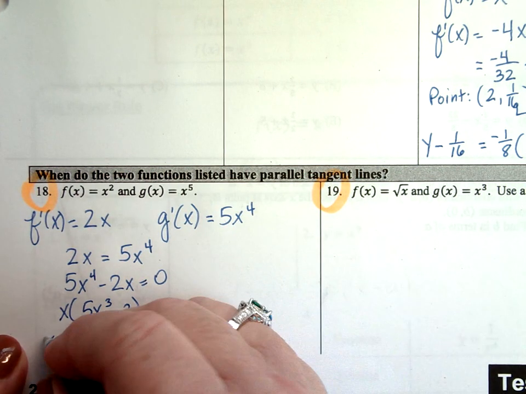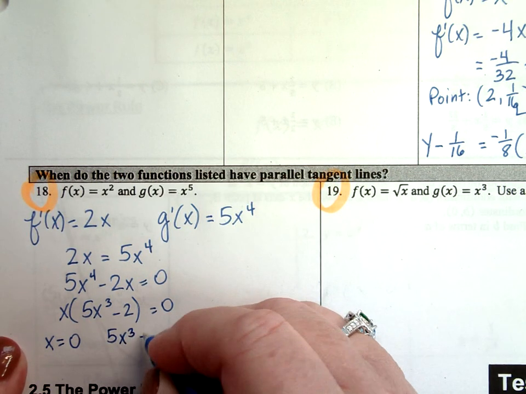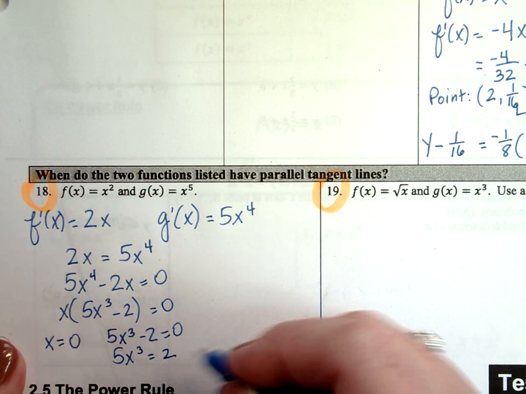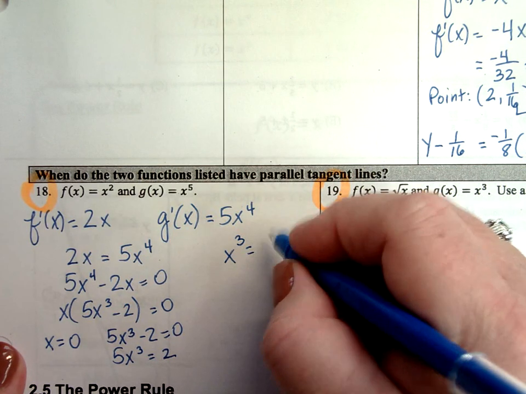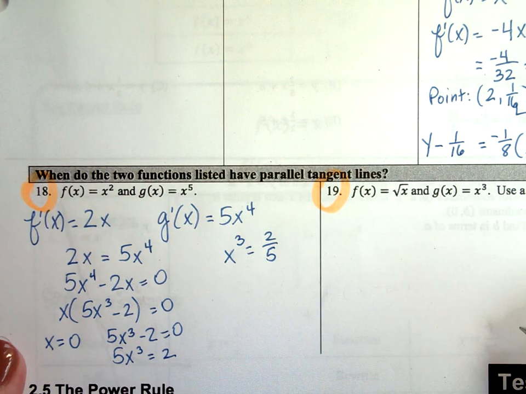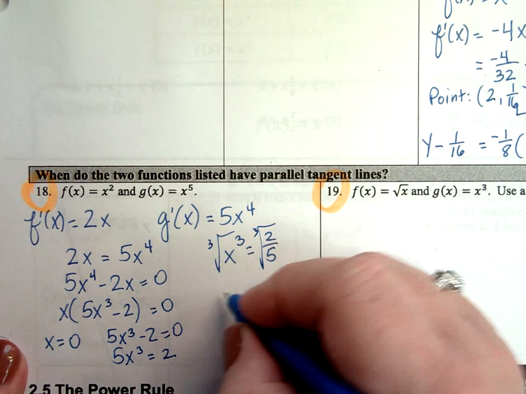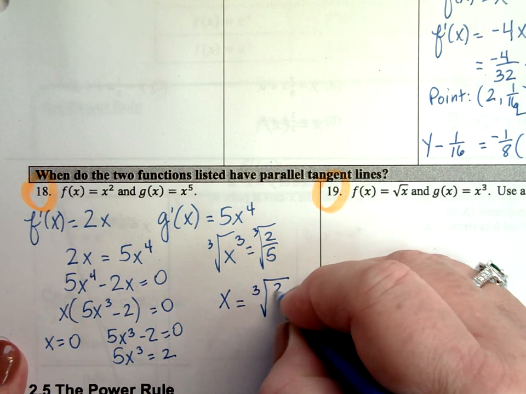Set my things equal to 0: the x I factored out, and my grouping of 5x cubed minus 2. Swing the 2 to the right. 5x cubed is 2. Divide by 5. X cubed is 2/5. And so then it's just like if you were having a square root. If it were x squared, you'd bring the square root out. This time you've got x cubed, so you're going to be cube rooting this whole thing. Cube root that side, cube root that side. That's the only way you're going to get out the x. So x equals the cube root of 2/5.